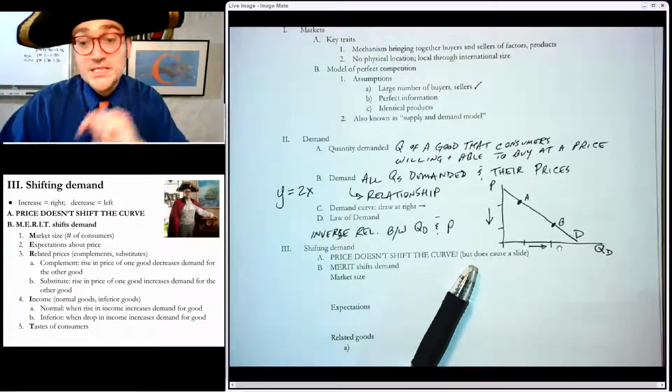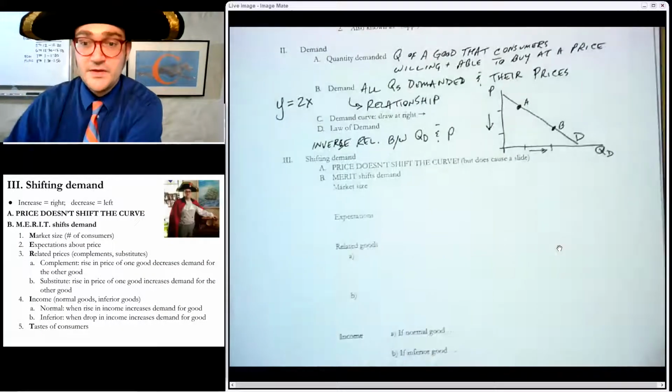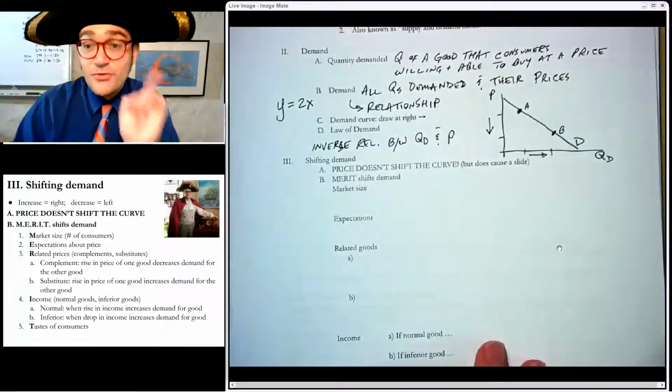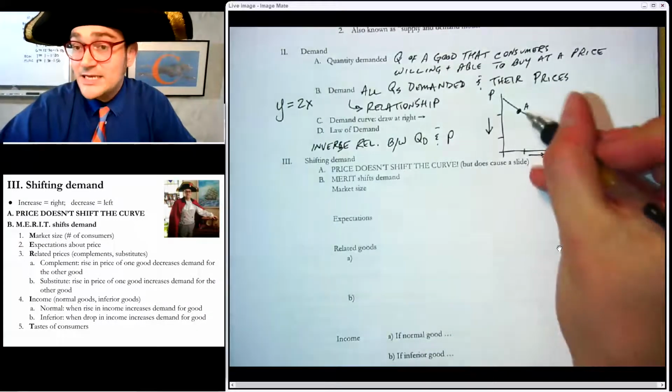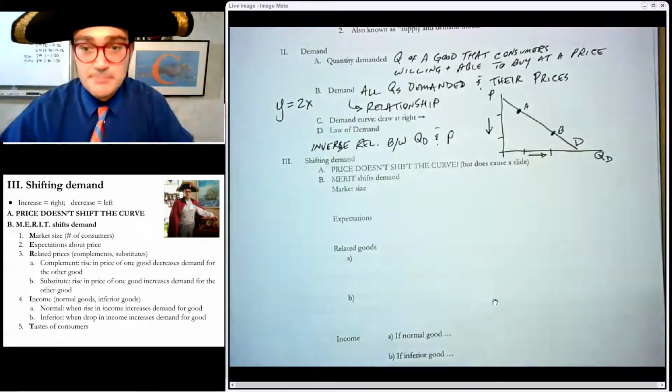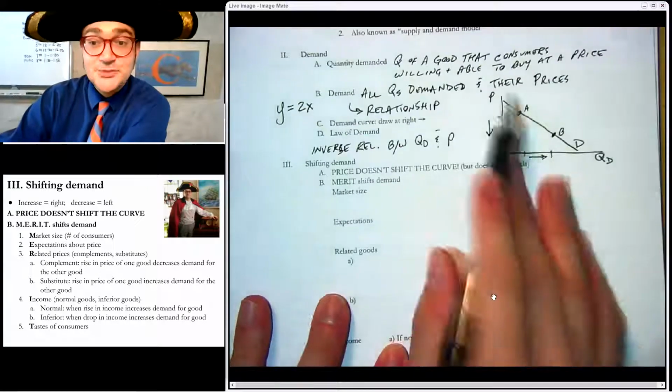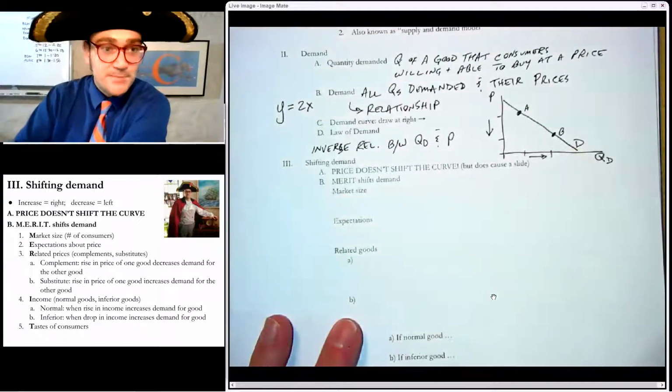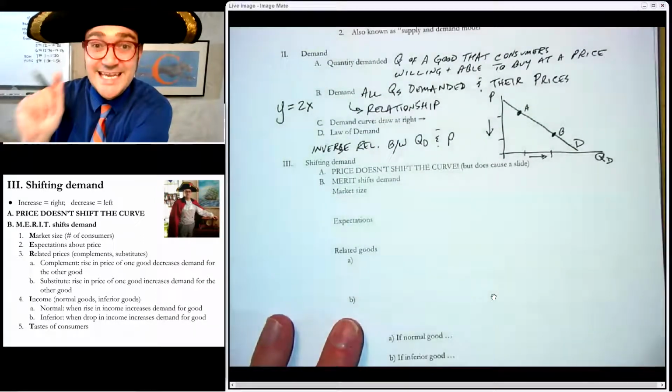Now, there are things that are going to move the demand curve. But if the price changes, the only thing that happens is you slide to a new spot on that demand curve. Got it? So price doesn't shift the curve. It's really, really important. But it does slide you along the curve. So if the price of apples goes up, demand for apples stays the same.